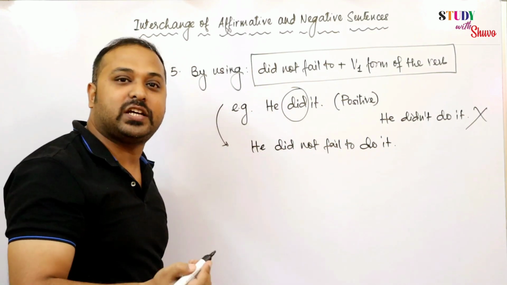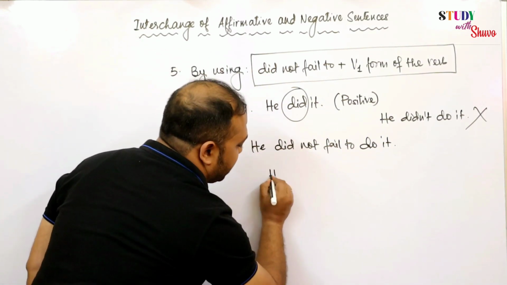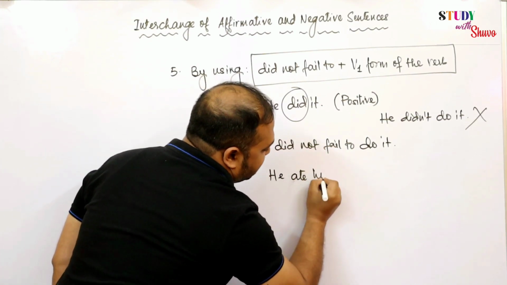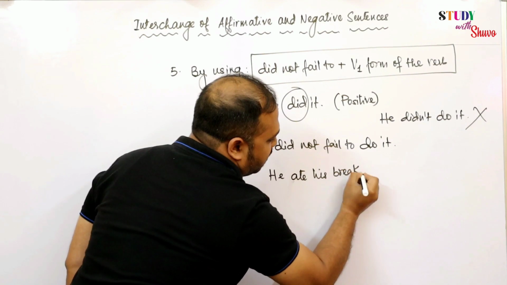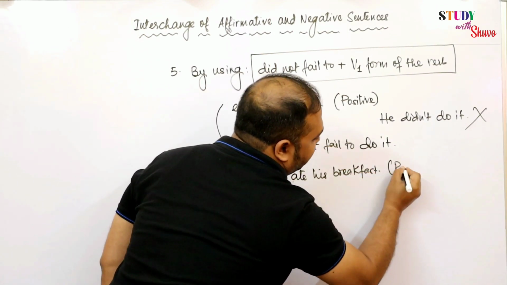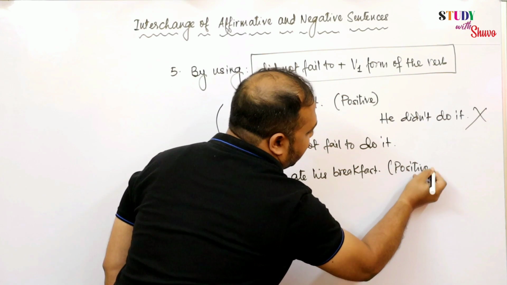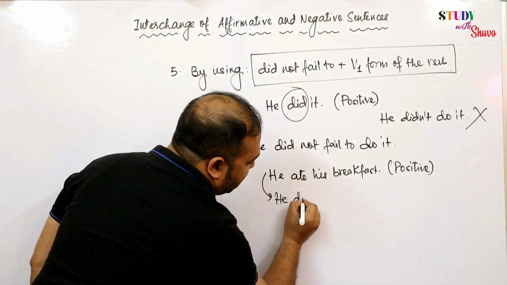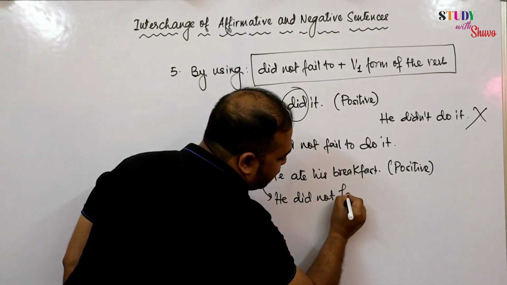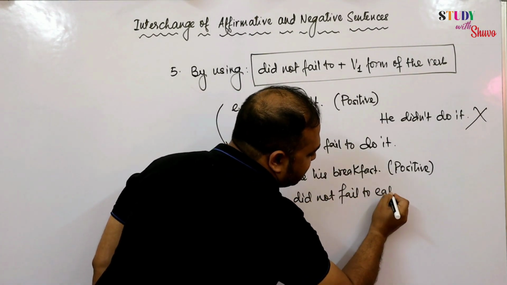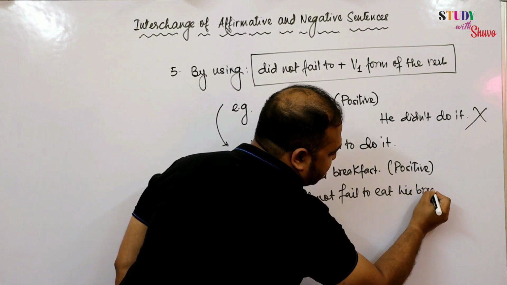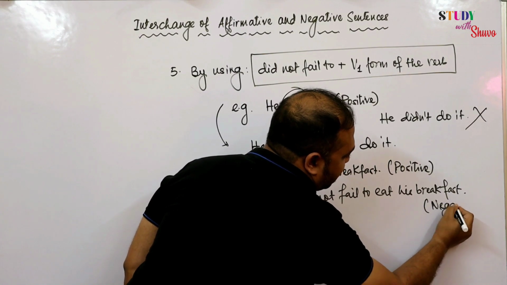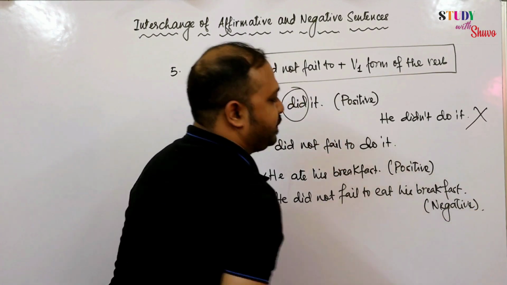We can take similar such examples as, for example, he ate his breakfast. If this sentence is positive in nature, we can also change the sentence from positive to negative. We will write he did not fail to eat his breakfast. So we change the sentence from affirmative or positive to negative.